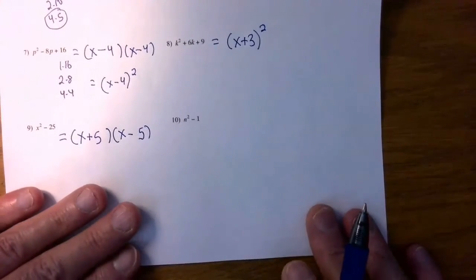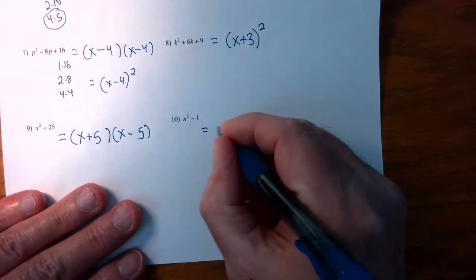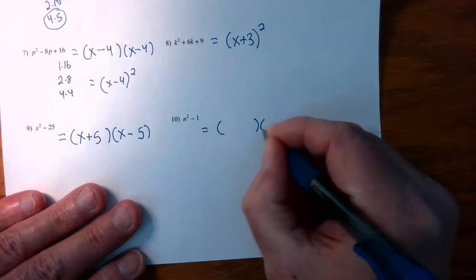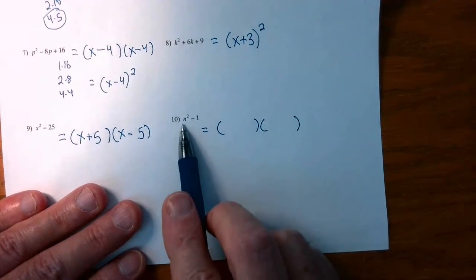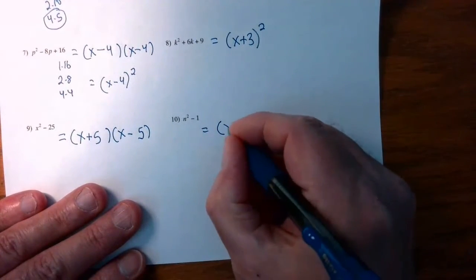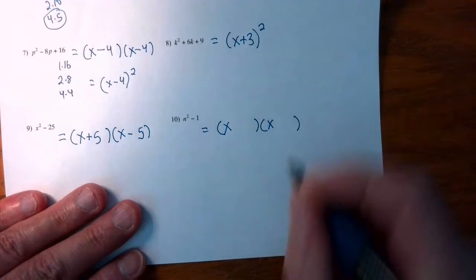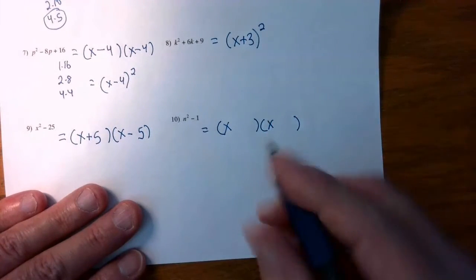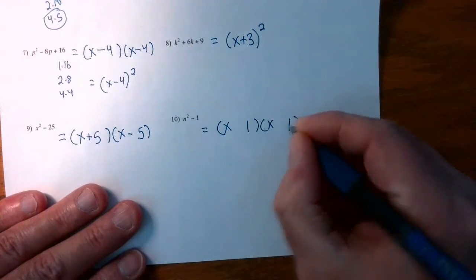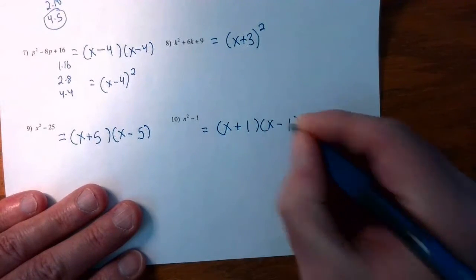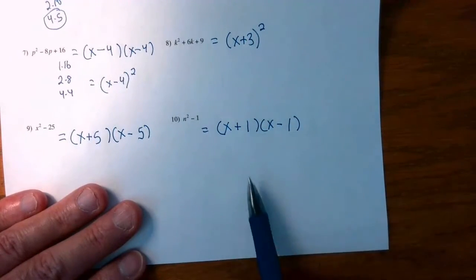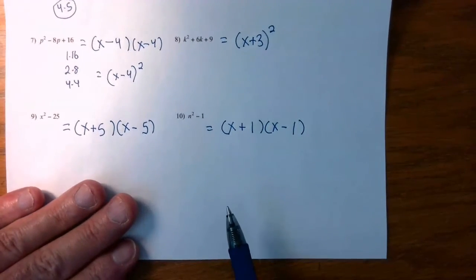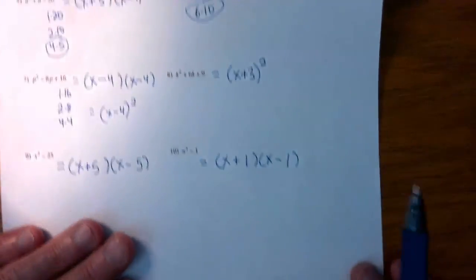All right, do the same with this one. Make my form. Square root of n, well, I'll just make it x. The square root of 1 is 1. And again, one's a plus and one's a minus. It doesn't matter which one you put, plus, minus, it doesn't matter. Okay? Guys, that's all of them.